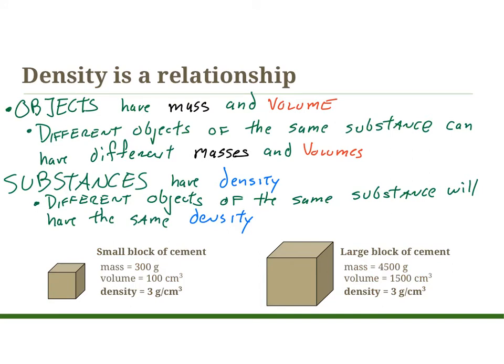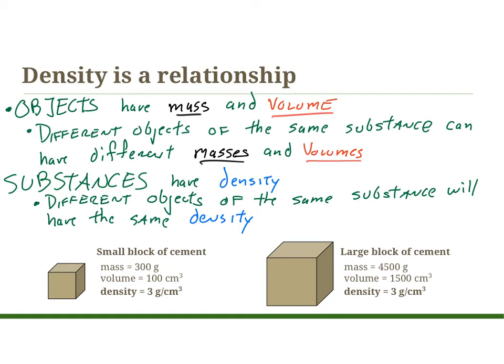Now we need to have a little bit of a discussion about some conceptual things about density. The issue is that all objects have mass and they have volume. Different objects of the same substance can have different masses and different volumes. Hopefully that makes sense. If I have a piece of iron that is really tiny and another piece of iron that is incredibly large, they would have different masses and different volumes, even though they're the same substance, which is iron. But substances have density, and what's important to understand is that different objects of the same substance will have the same density.